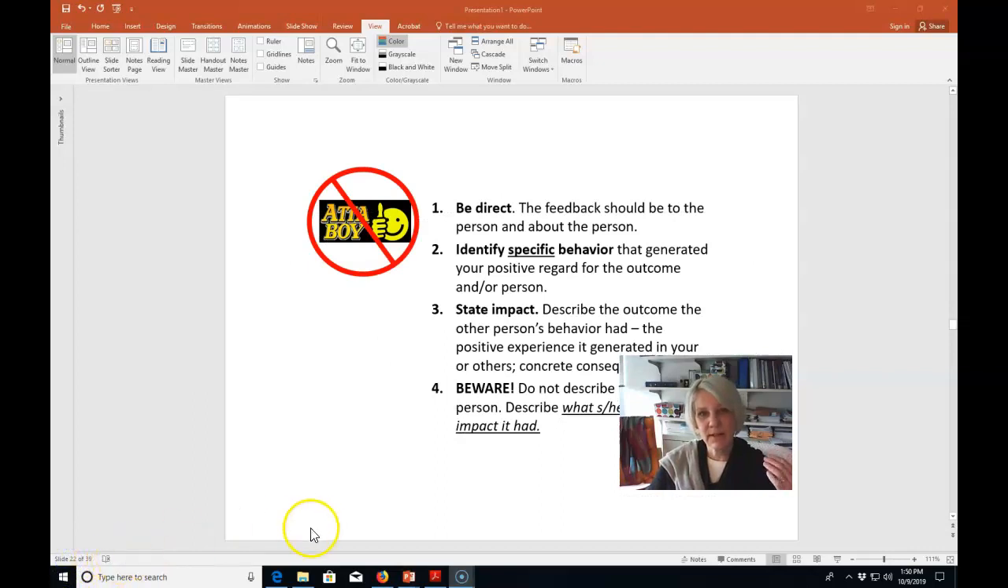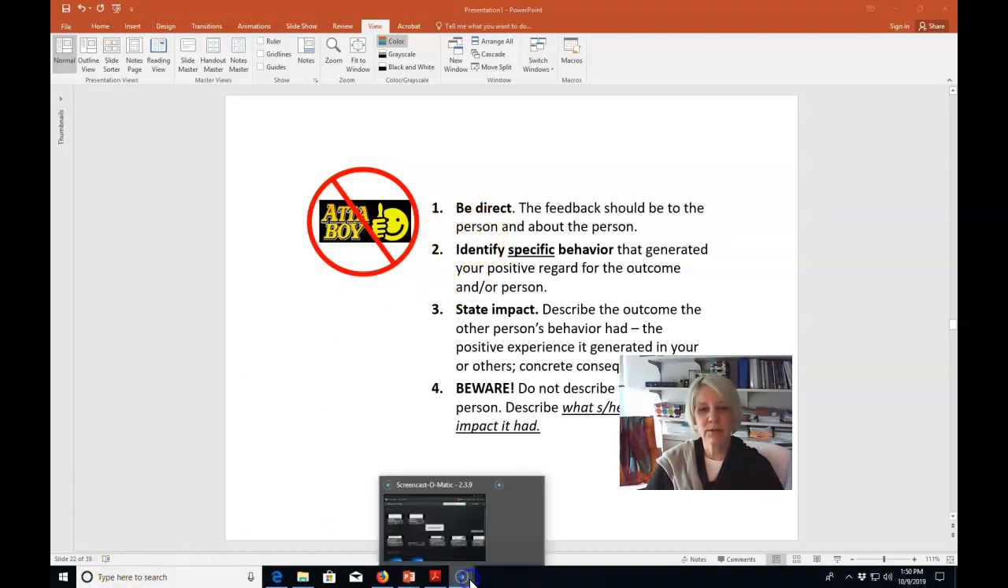So if we think about the components of good feedback when it's reinforcing feedback, again, actionable feedback should be direct. It should be about the person that you're talking to.